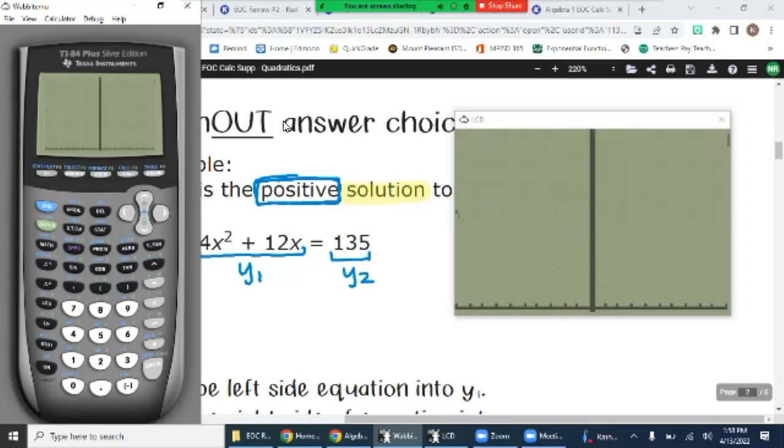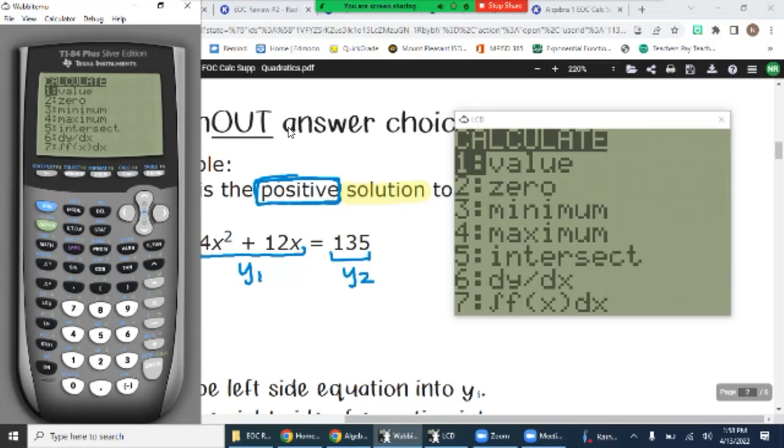Zoom 0, the words that it has under zoom 0 are zoom fit. It will zoom out perfectly so you can see everything you're supposed to be able to see, the vertex, the intersections, whatever. So we're trying to find where they intersect. To do that, press second trace, and we're trying to find where they cross, so press number 5.